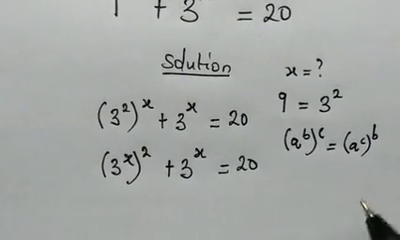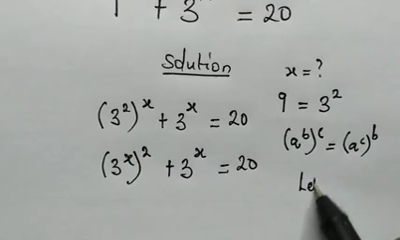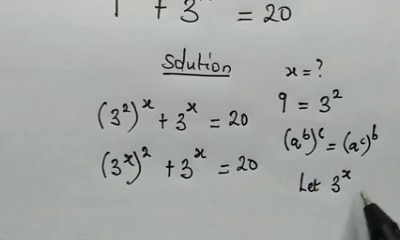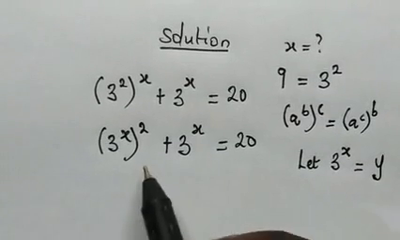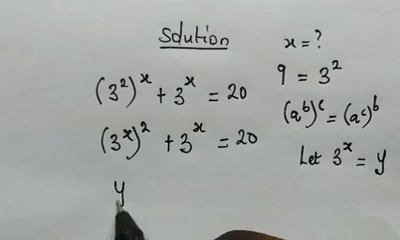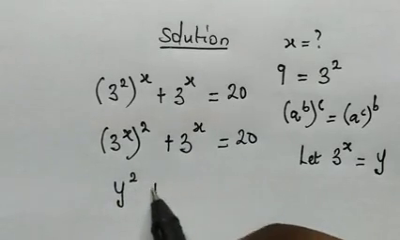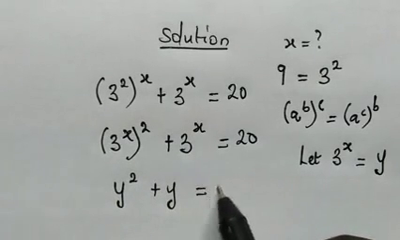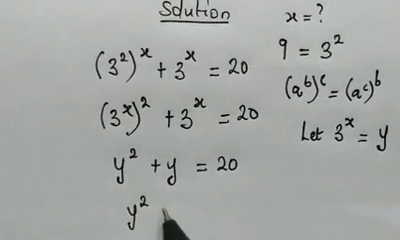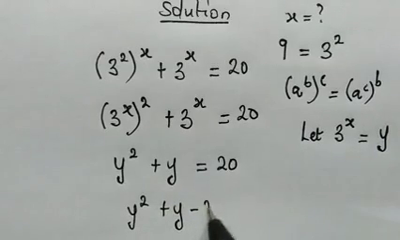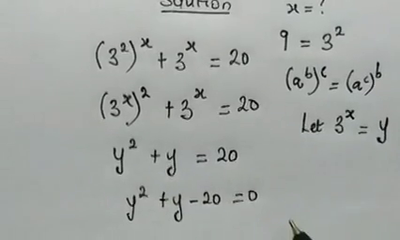Now we're going to make the following substitution. We're going to let 3 to the power of x equals y, right? So now from here we get y squared plus y is equal to 20. We get y squared plus y minus 20 is equal to 0.